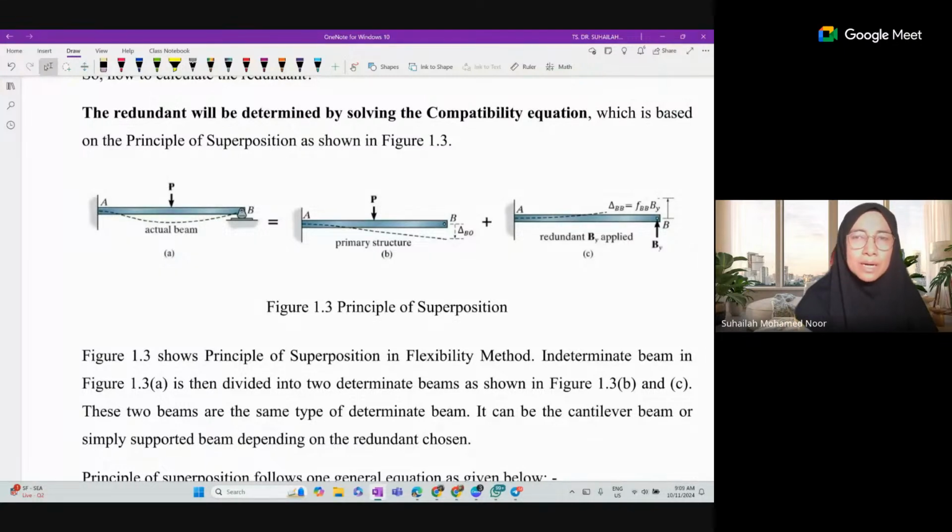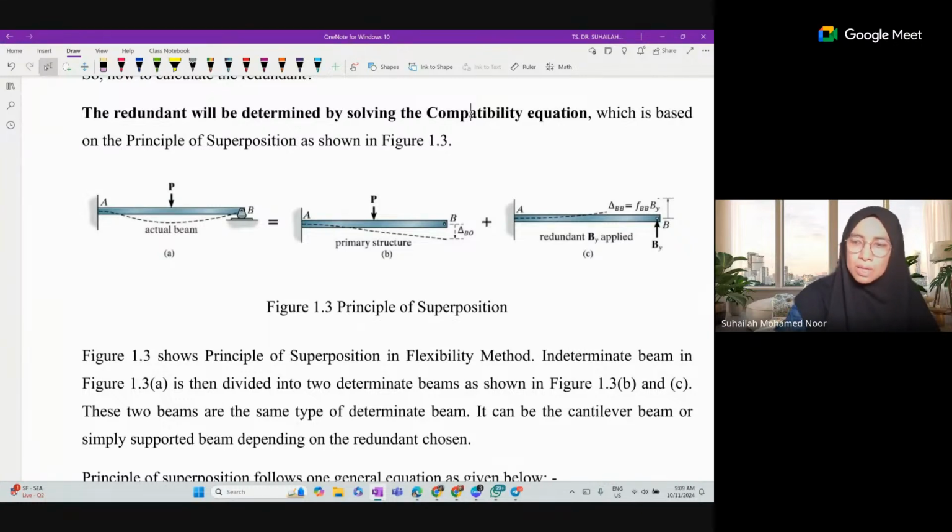So always remember the principle of superposition, the general equation: actual beam equal to primary beam plus redundant beam. Because after this, the analysis will be focused on the analysis of the primary beam, primary structure, and redundant structure. This is the one that is written in the module.